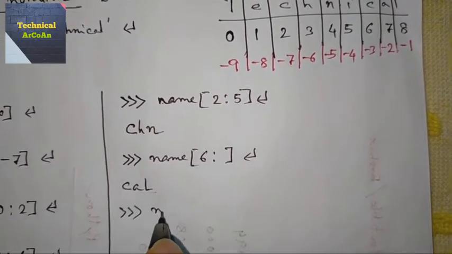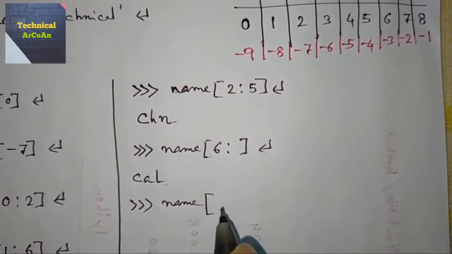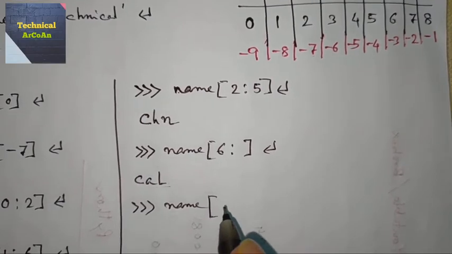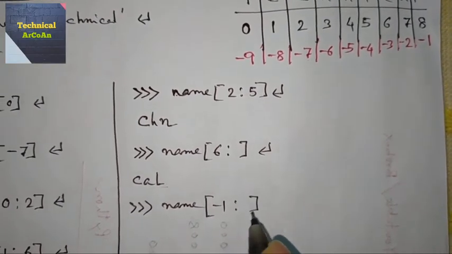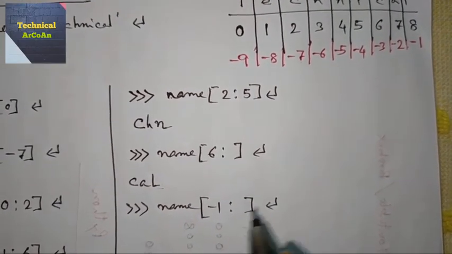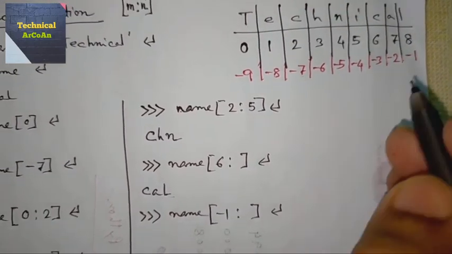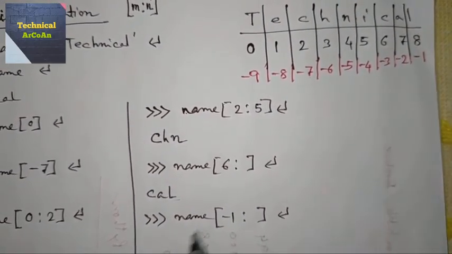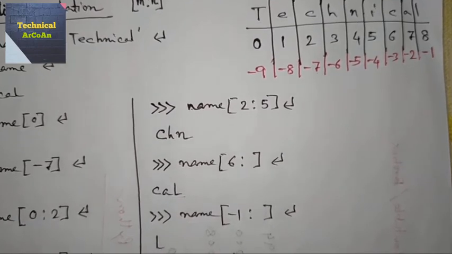Now if we write name and suppose we write here -1 colon and we don't put anything. So what will be the output? The character at the -1 position is L, so it just prints the L.